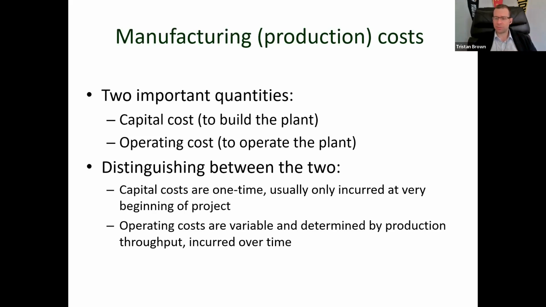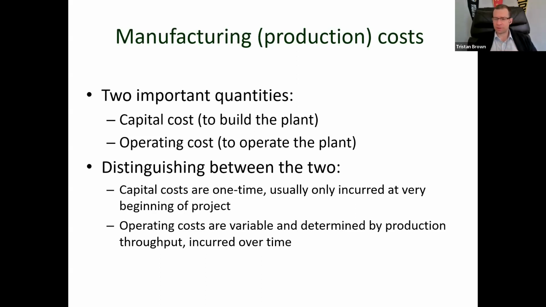Capital cost is simply the cost to build a facility or plant, right? So if you want to produce cellulosic ethanol, you're going to have to build a cellulosic ethanol production facility. The capital cost tells you exactly what that's going to cost. But that's a one-time thing, right? You build that facility, and you're typically going to run it 20 to 30 years. So capital costs are one time. They're usually only incurred at the very beginning of the project, maybe with some repairs and maintenance, but nothing beyond that.